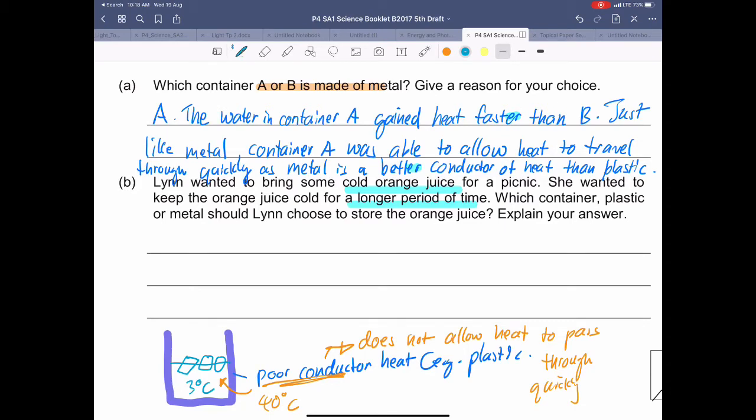So your answer should be plastic. How about metal? And then you explain. So you say that plastic is a poorer conductor of heat as compared to metal.